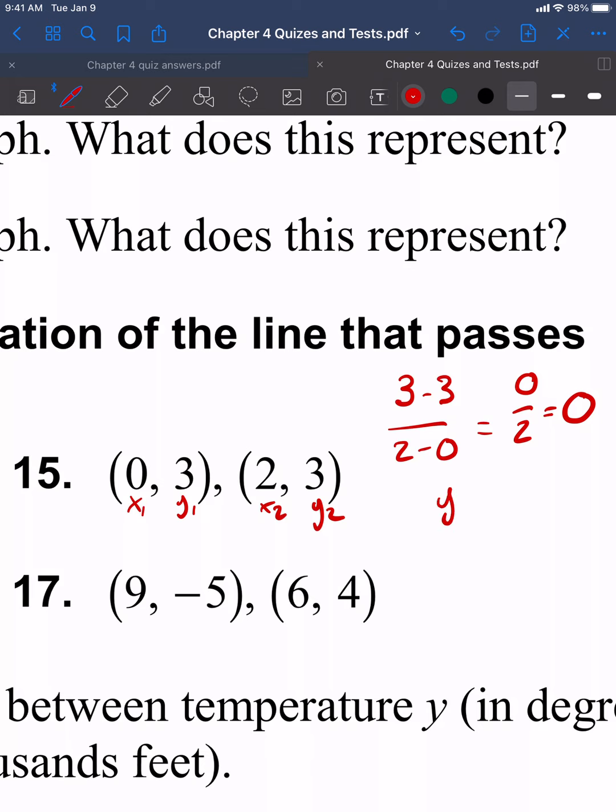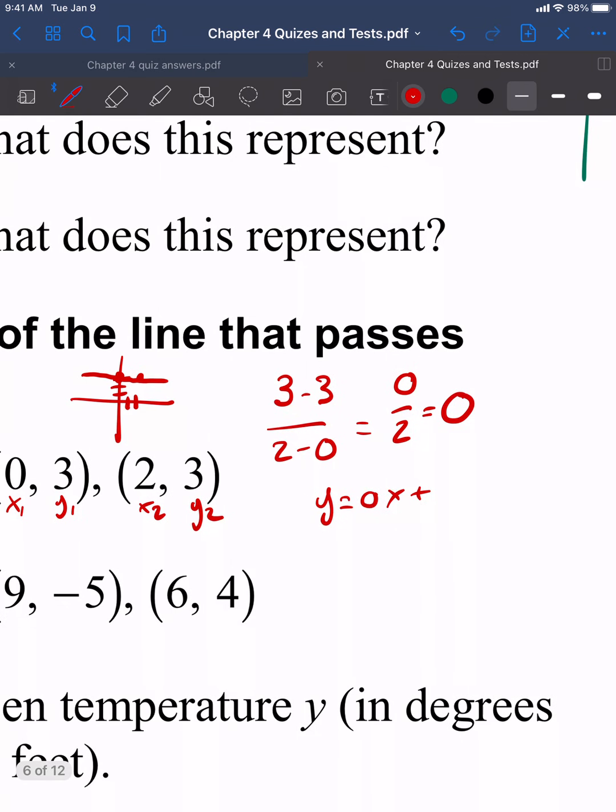Okay, so far I've got y equals 0x plus, now I just got to find the intercept, right? I know my line's going to be horizontal. Well, that was easy. What's my y-intercept? Oh, sorry, I messed that up. It's up 3. What's my y-intercept? 3, because now if I graph 2, 3, doesn't my line go right through it? Yeah. So it's going to be y equals 0x plus 3. That's your answer.